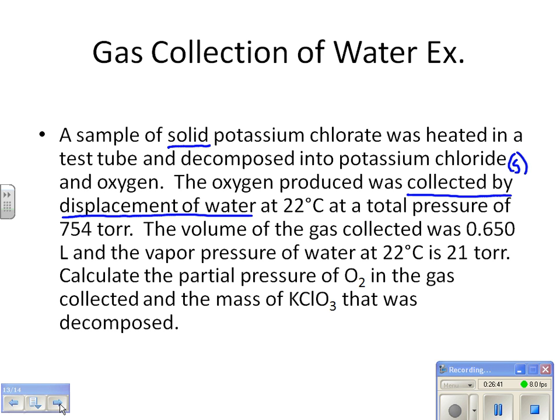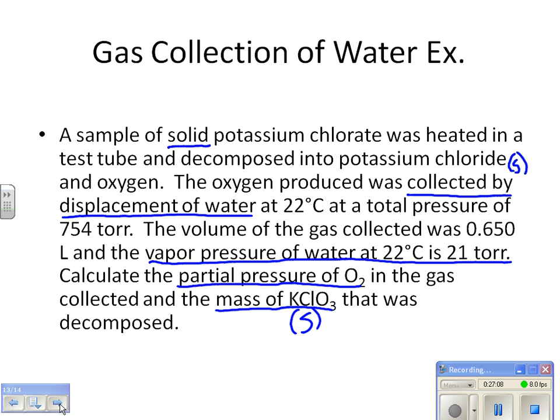They're giving us some information about it: temperature, pressure, volume, and the vapor pressure of water. Second clue: not only did they say it was collected by displacement of water, they also gave us the water vapor pressure at that temperature. Now we're asked to find two things: the partial pressure of oxygen and the mass of potassium chlorate.